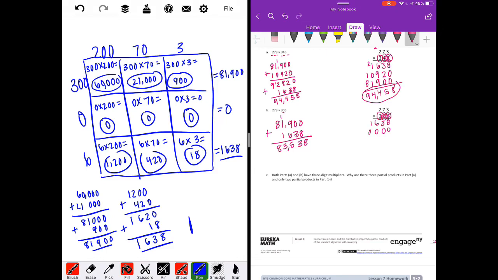Done with the 0, on to the 3 in the hundreds place. So now there's 2 placeholders. 3 times 3 is 9, 3 times 7 is 21, carry the 2, 3 times 2 is 6, plus 2 is 8. So there is our 81,900. You can draw your arrow. We add everything together.